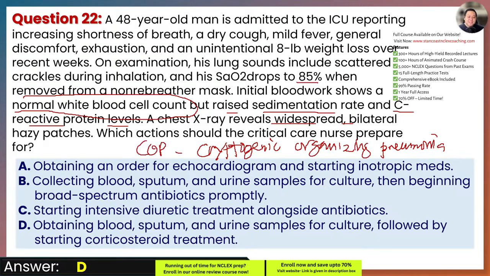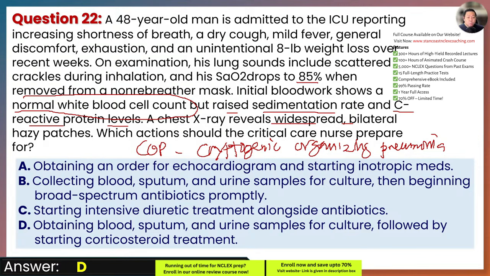And so what is this COP? This is an inflammatory lung disease. This is not a bacterial infection or heart failure. So the first step is to rule out any infectious cause by collecting the cultures and then begin the corticosteroid therapy, which is the gold standard for treating the COP. So I want you to pay attention to the clue words that point to the answer.